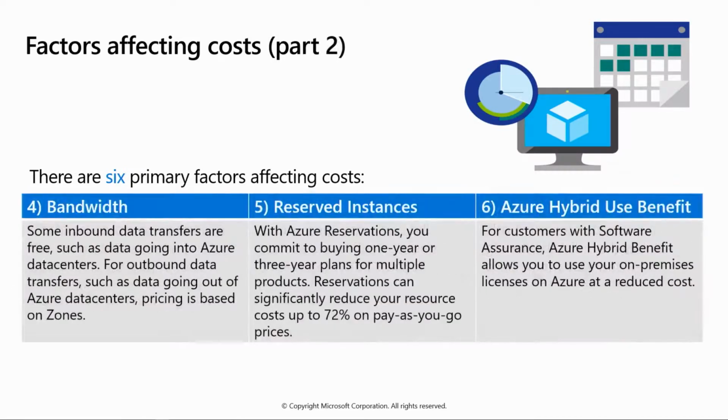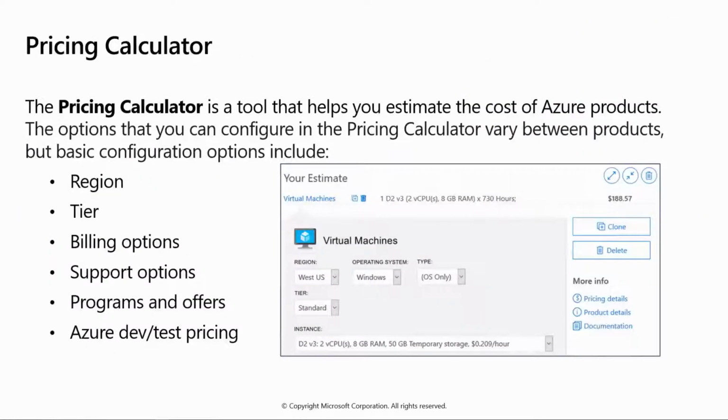When it comes to bandwidth, you're going to pay for those outbound transfers. So if you are crossing billing zones, there will be a charge. So try to keep all of your regions in the same billing zone. But there are other ways to save money, whether you're choosing reserved instances or taking advantage of the hybrid benefit. Let's go ahead and put that all together in the pricing calculator.